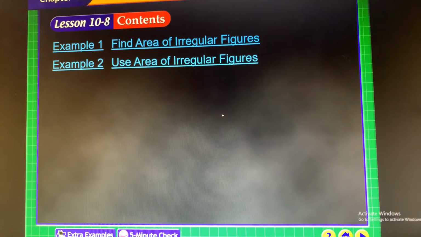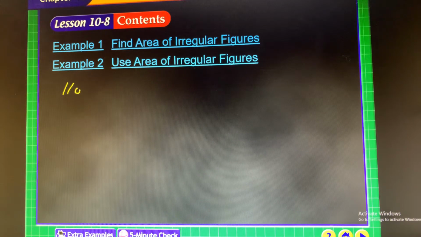All right, last section in chapter 8, and it's finding area of irregular figures. So basically, it's taking multiple figures and putting them together, finding the area of each one of them, and then adding them together. It's not a big deal. It's information that you already know. So let's just go through it again.